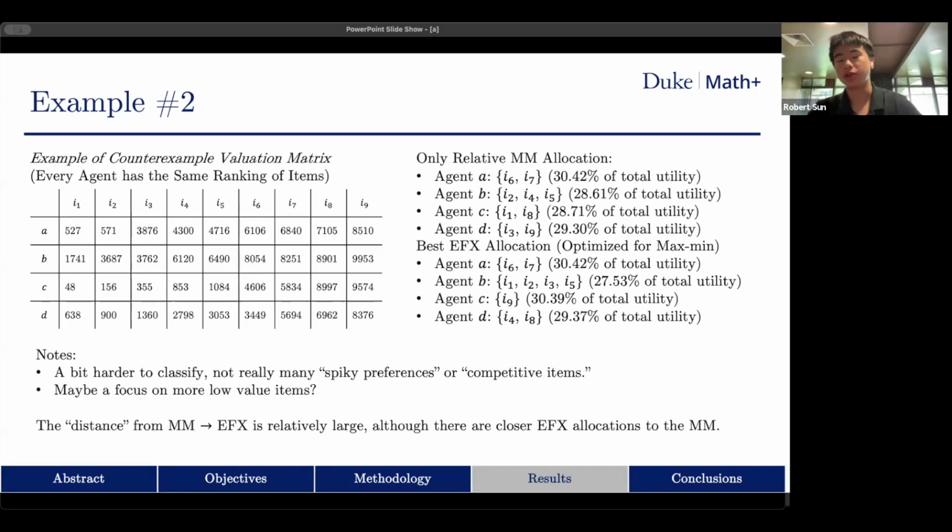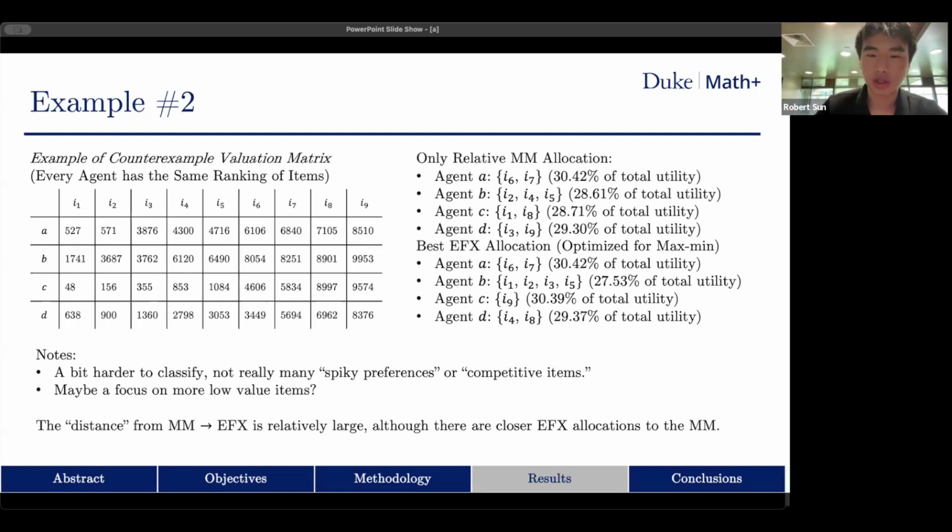So maybe we should focus a little more on this rather than the competitive nature of items, because here every item is pretty competitive for all of the agents. So maybe it's not a great way to just say competitive items will have an effect. It's also important to realize that while counterexamples may have these properties, having these properties doesn't necessarily guarantee you're a counterexample.